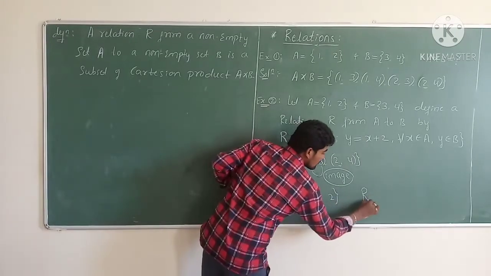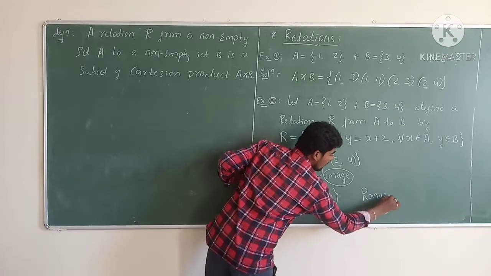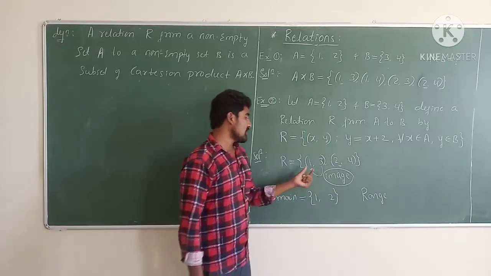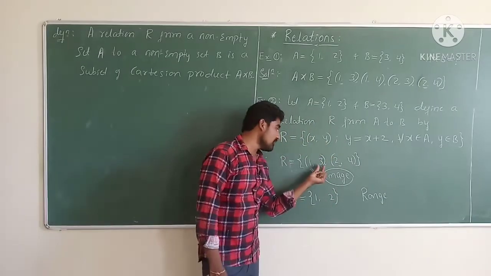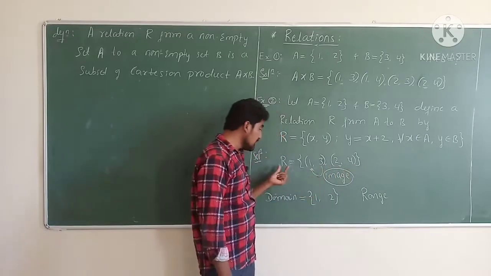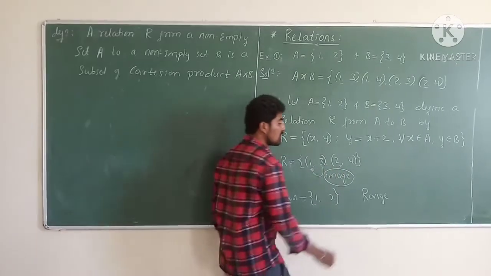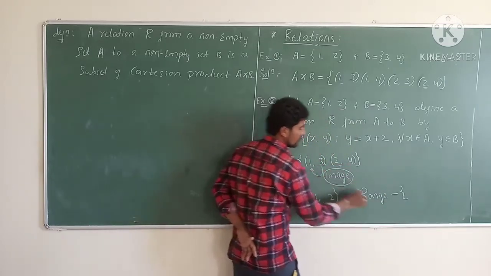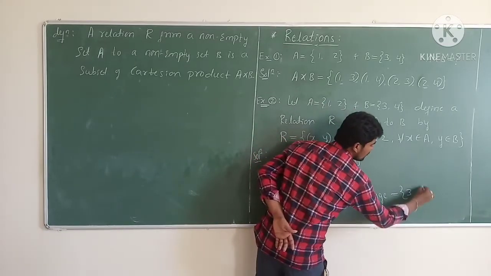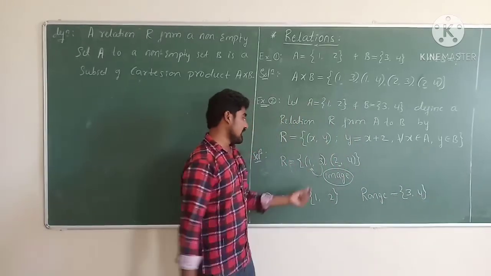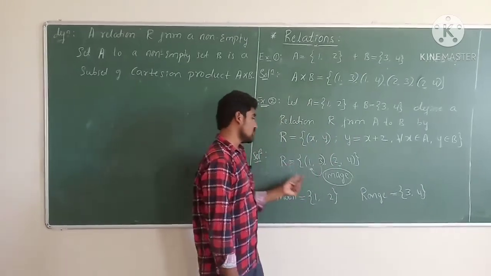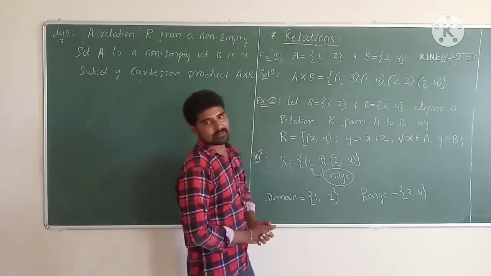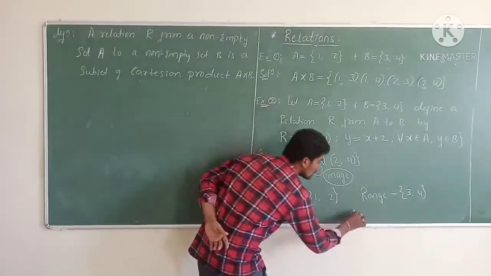And the second elements of the ordered pairs in the relation R are called the range of the relation R. The second elements are 3 and 4. So {3, 4}, the set of second elements of the ordered pairs in the relation R, is called the range of the relation R. And the next one is codomain.